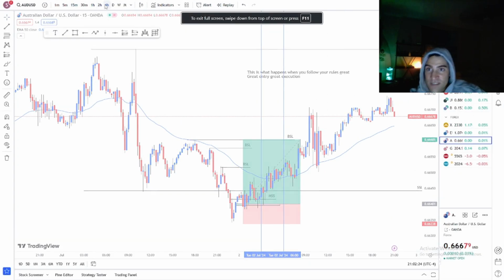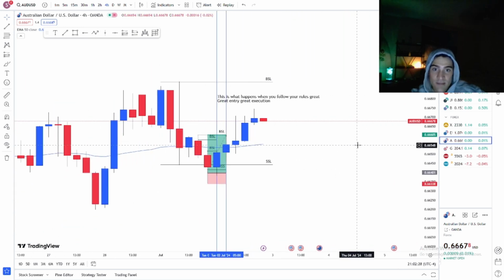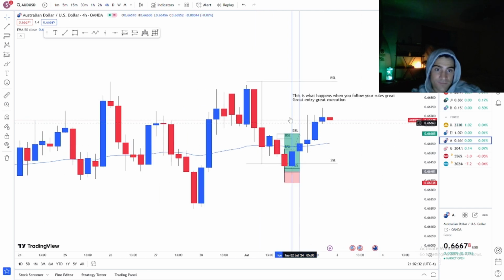Alright, yo, this is another trading recap. We're about to show you guys how to enter and how to hit a great 1 to 3. This is AUD USD, so this is where I start first.